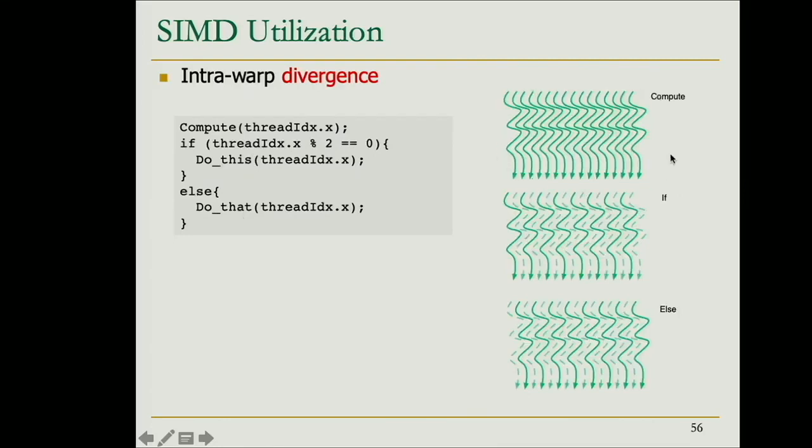If I have warps with 32 threads, and these 32 threads are executing these compute instructions together, perfect, 100% utilization, that's fine. But then we want even threads to do the if part and the odd threads the else part, right? So the problem here is that half of the warp is unused here, and the other half of the warp is unused here. Can we do something here?